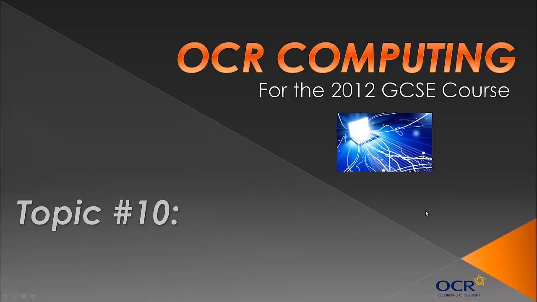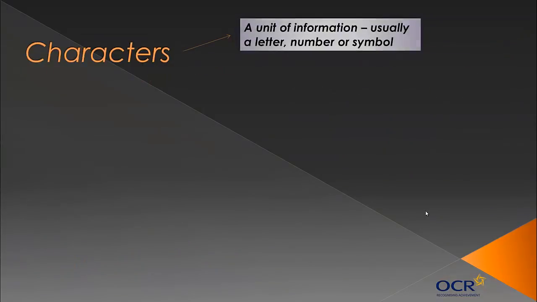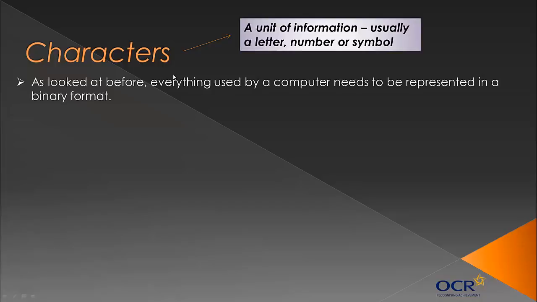Today we're looking at topic number 10, which follows on in this chapter of data representation. We're looking at how characters are represented by computers. So a character is a unit of information, and usually this means it's either a letter, a number, or a symbol. For example, a hyphen is a character, this letter is a character. It's quite a general term, but as we looked at before, everything used by a computer needs to be represented in a binary format. That's just how it works.